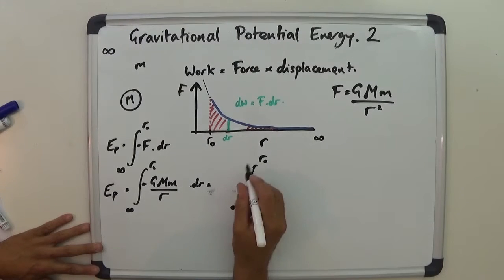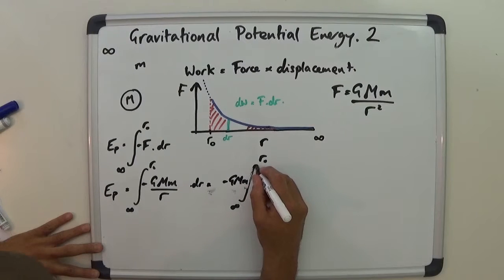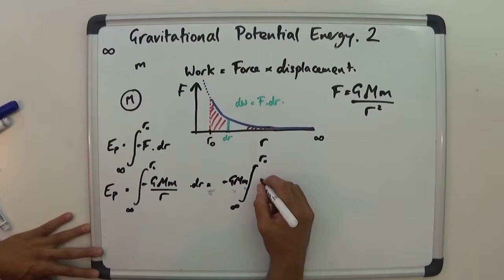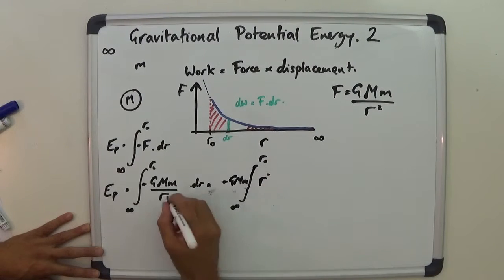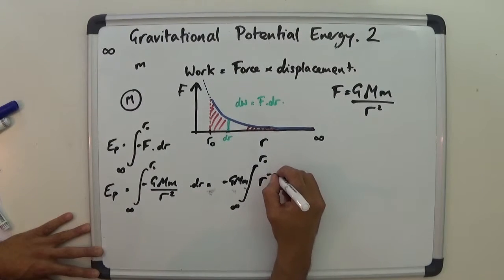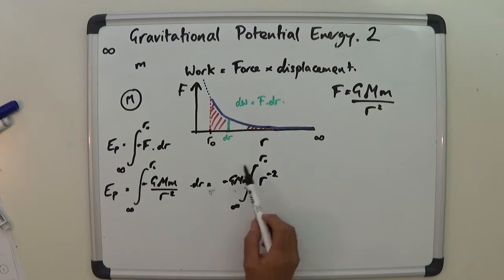It's going to be minus G M m times the integral of 1 over R squared, which is R to the minus 2. So that was R squared, and that should be R squared there. So this is basically constants on the outside, and I'm going to integrate R to the minus 2 between infinity and R0.